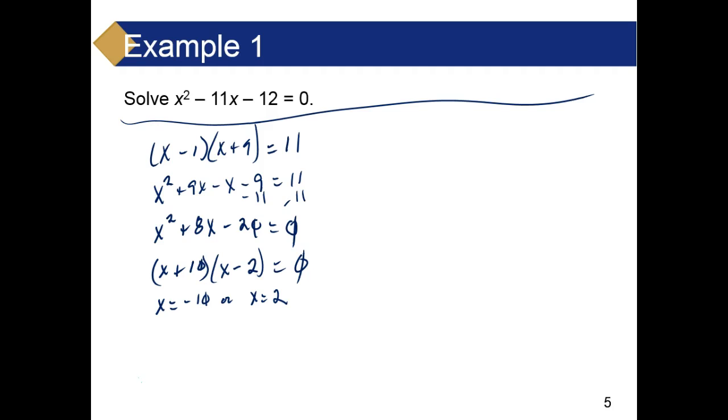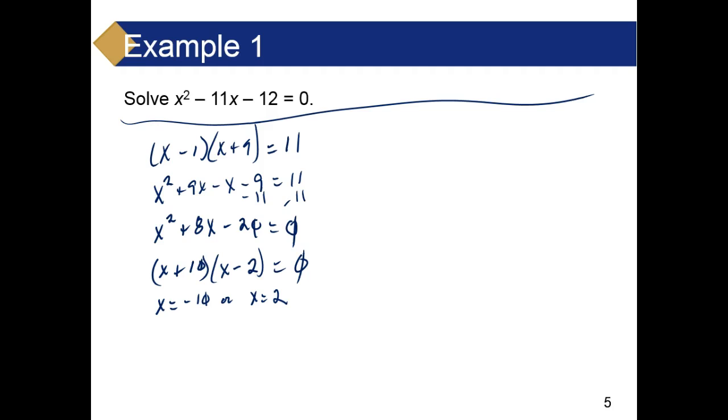Okay, not a bad idea to go back and check them. Let's put the minus 10 in the original. Don't do it anywhere else, the original. Minus 10 minus 1 is minus 11, times minus 10 plus 9. Minus 10 plus 9 is negative 1. Minus 11 times negative 1 is? Say again? Minus 11 times minus 1 is positive 11. Bingo. Okay, that works. All right, how about the 2?